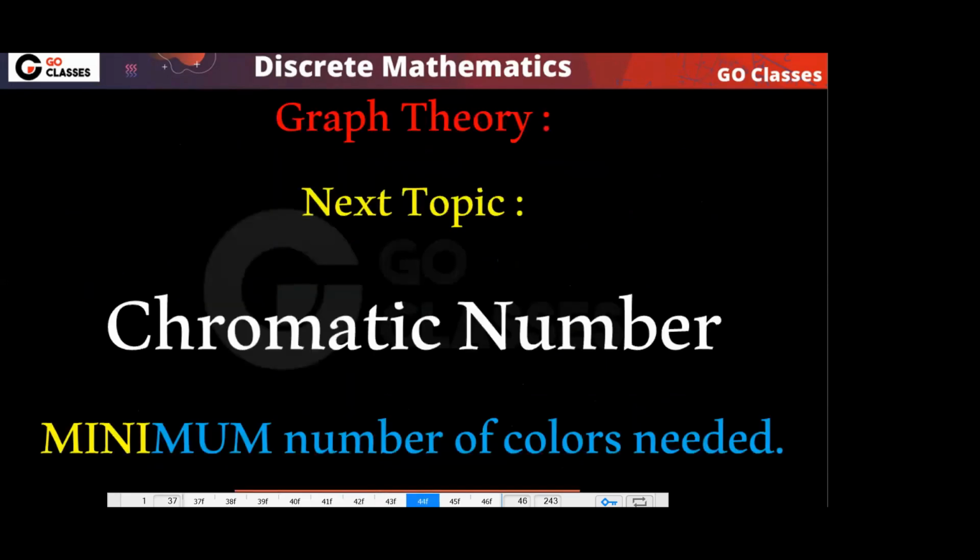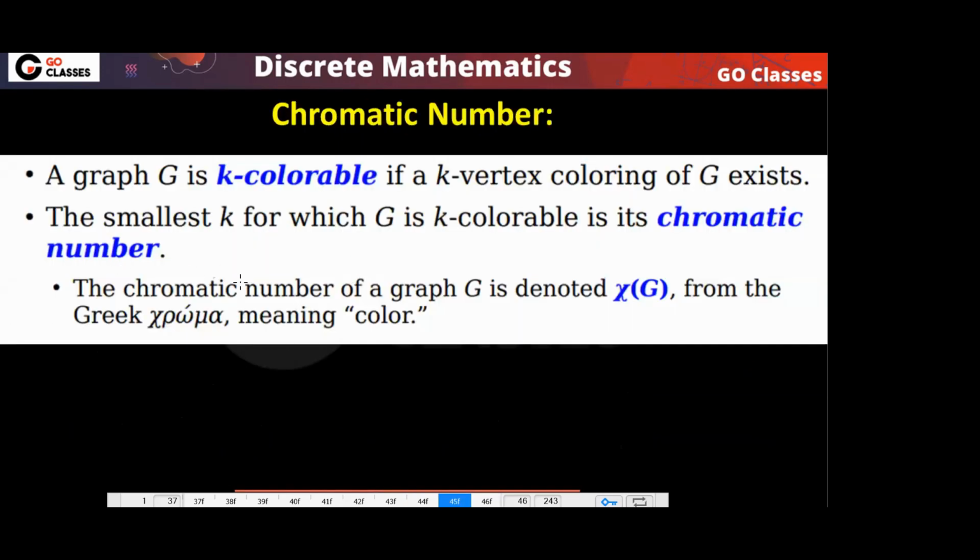Now we have seen the definition of chromatic number, and this is a very important concept. Chromatic number means minimum number of colors needed, minimum how many colors you can use. Remember K coloring. What is K colorable? K colorable simply means at most K colors, and the smallest value of K is your chromatic number.